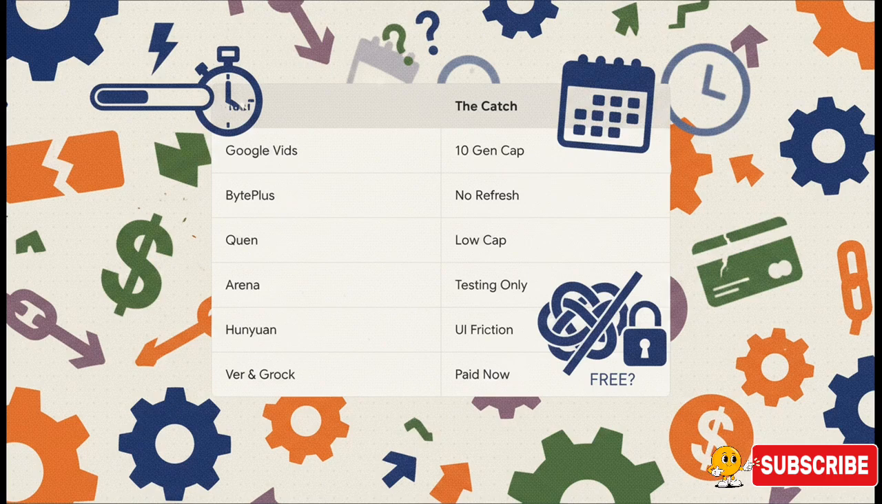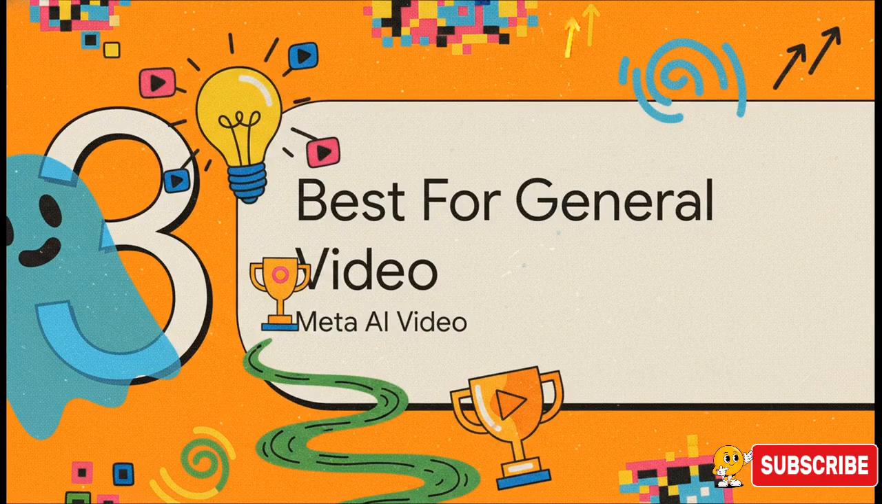Then you've got BytePlus. Great initial credits, but when they run out, the refresh schedule is a total mystery. Could be a week, could be a month. Hunyuan is super powerful, but you're fighting a Chinese interface and a really tricky login. And tools like Vert and Grok Native, all those promos saying they're free are totally outdated. They're basically paid tools now. All right, let's get out of the graveyard.